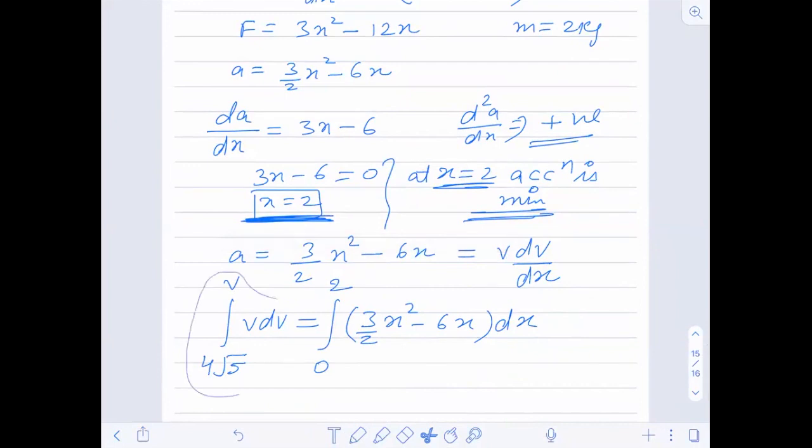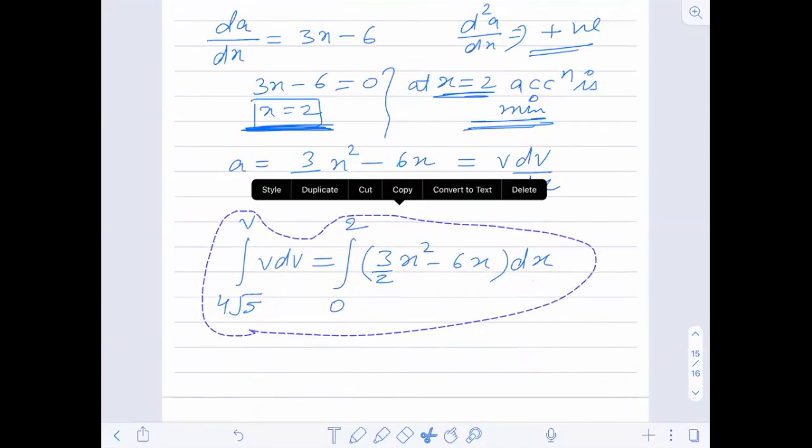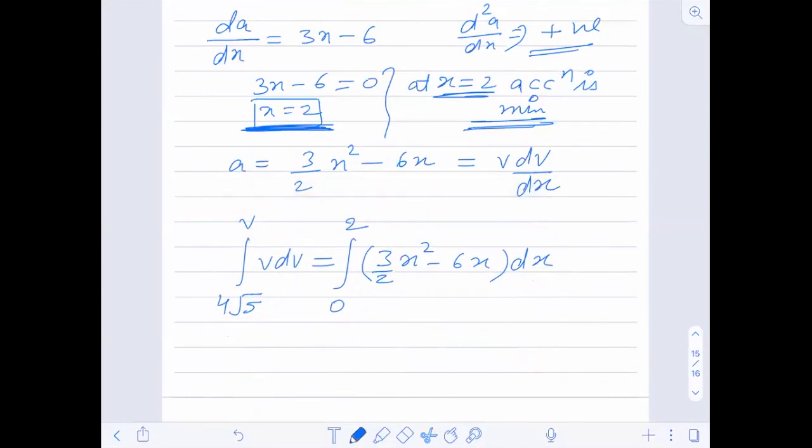Just integrate this thing and you will get the value for v.